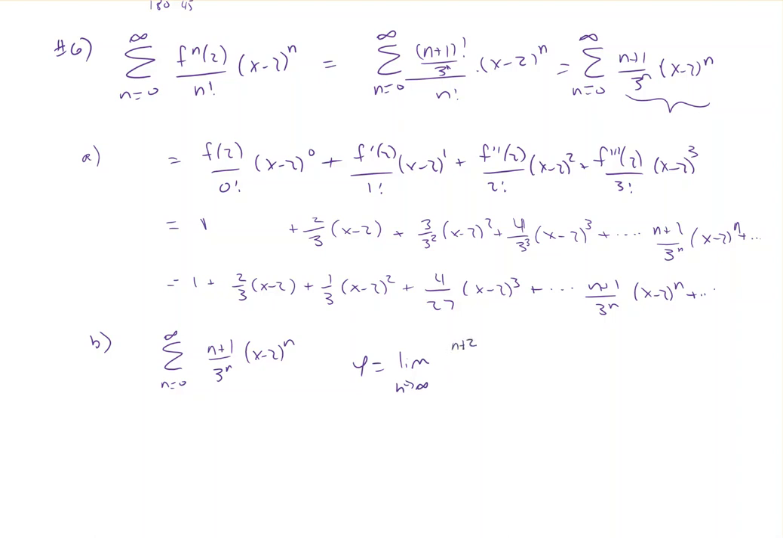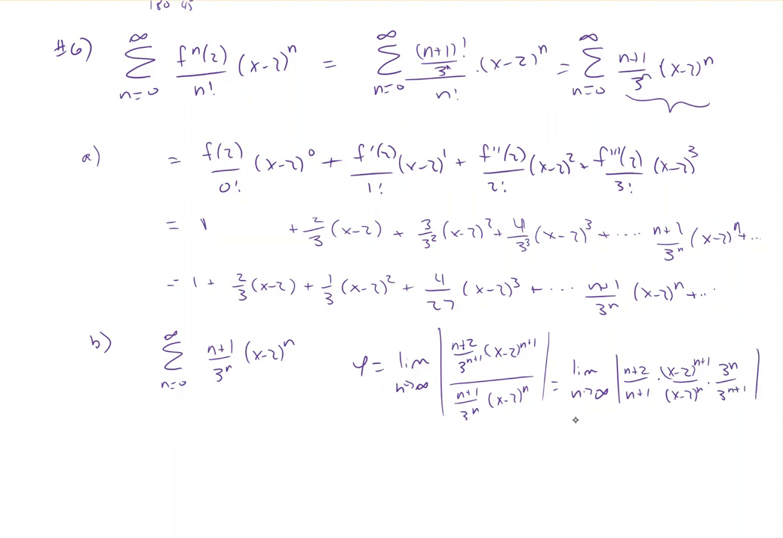So I get this (n plus 2) over 3 to the n plus 1 times (x minus 2) to the n plus 1, all over (n plus 1) over 3 to the n times (x minus 2) to the n. And we've done this rodeo before, right? This is nothing new. I'm going to separate out so the n's go on top of each other, and the (x minus 2)'s go on top of each other, and then the 3's go on top of each other, because that's how they reduce. They reduce to a nice symbol. And then that goes to 1, this goes to x minus 2, this goes to 3. So we're left with this.